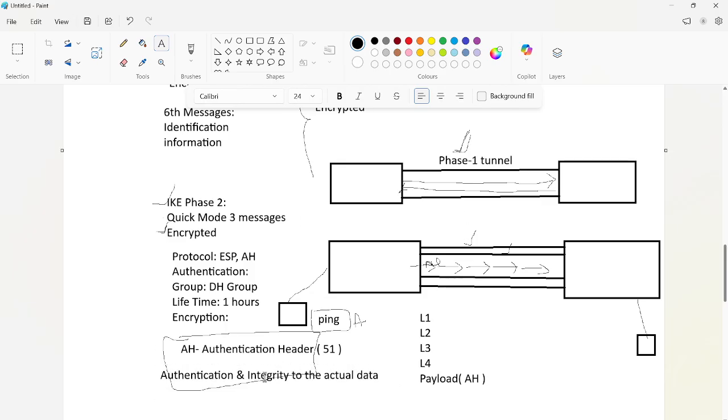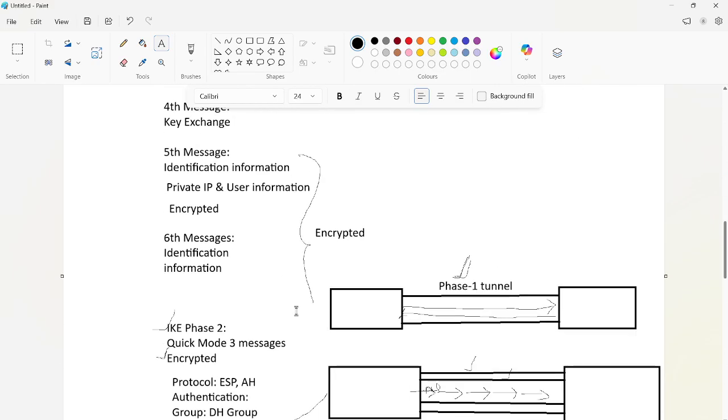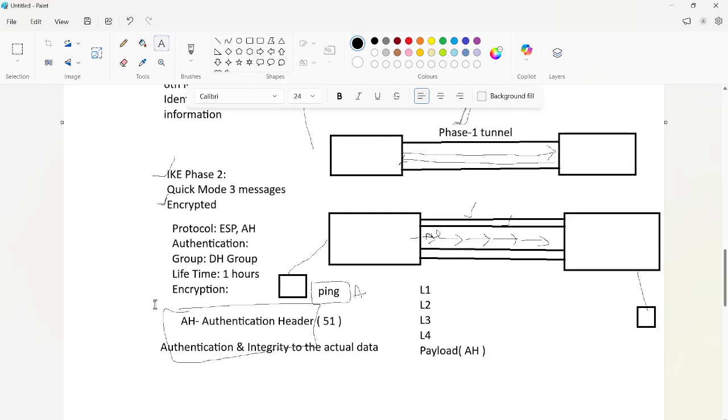Why do we again have authentication and integrity for the actual data, when it is already done in the phase 1 and phase 2 tunnels? We are mostly concerned about our actual information only. Why are we forming phase 1 and phase 2 tunnels? To send our information securely inside them. So why again authentication and integrity? I will discuss this later once I complete ESP as well. So this is AH, which provides authentication and integrity to your actual data.